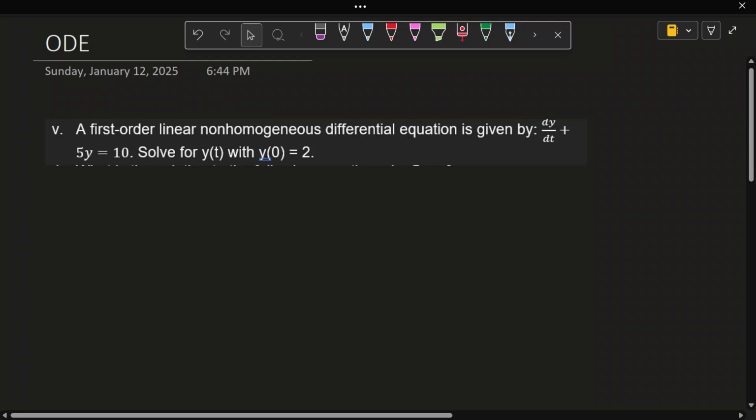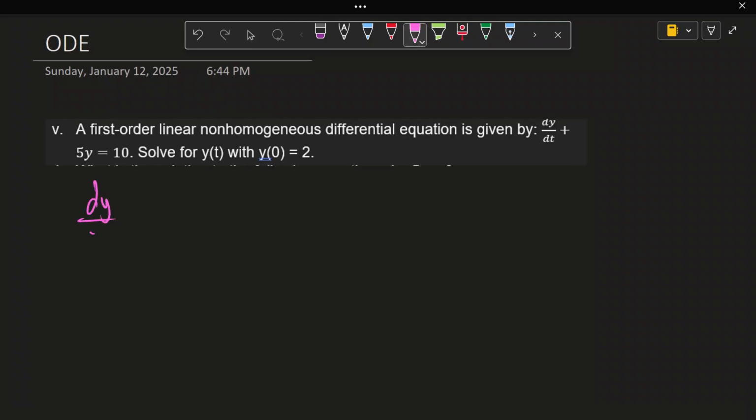So the first question here is a first order linear non-homogeneous differential equation, and the function here is dy/dt plus 5y is equal to 10. We're solving for the general, or actually it looks like a particular solution, y of t, and they give us the initial condition y of 0 equals 2. So that is what's called a particular solution. This is a particular solution question.